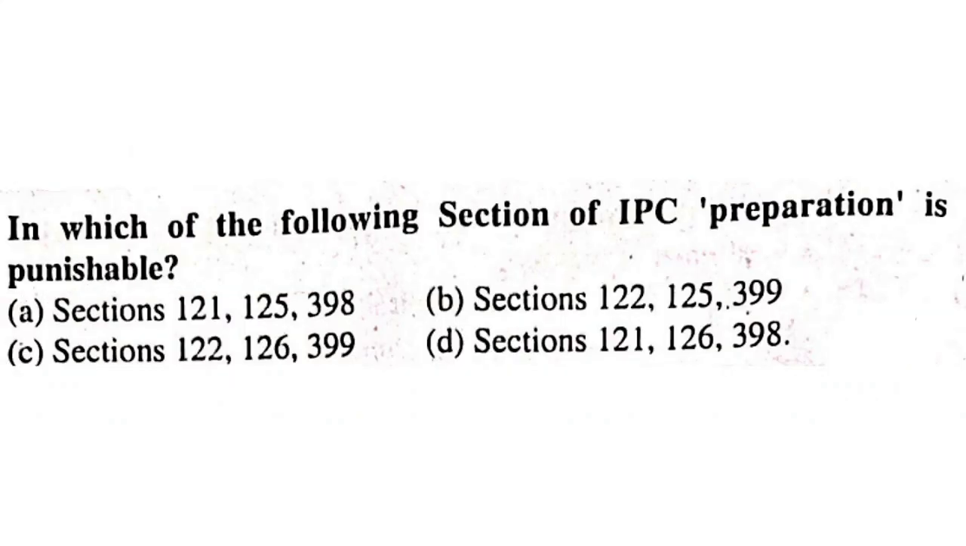In which of the following sections of IPC is preparation punishable? Section 121, 125, 398, or section 125, 122, 125 and 399, or section 122, 126 or 399. In which of the following sections of IPC is preparation punishable? Preparation is punishable under section 122, 126 and 399.